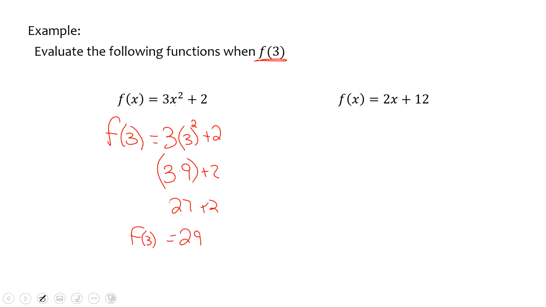Does that make sense? We're just plugging the 3 in, figuring out what the value is. Kind of what we went over with the evaluation on Friday, just making sure you're able to plug values in for the variables so that we're able to do this stuff as we go forward.